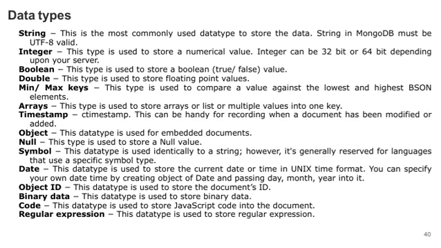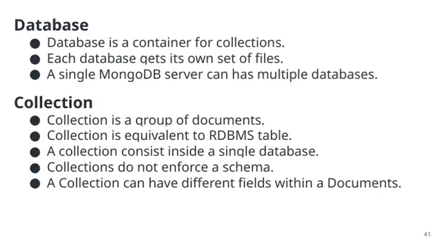Understanding these data types is fundamental because they form the foundation of how you model and manipulate data in MongoDB, aligning with the overall theme of flexible, schemaless data storage. Let's talk about databases. A database is essentially a container for collections, which are like folders holding related data. Each database has its own set of files, making it a self-contained unit.